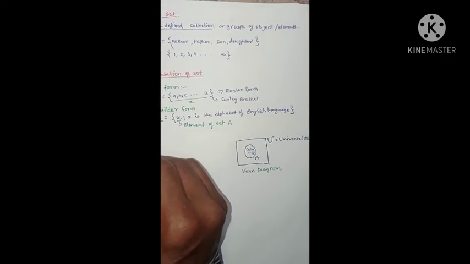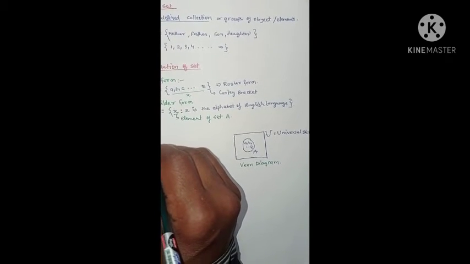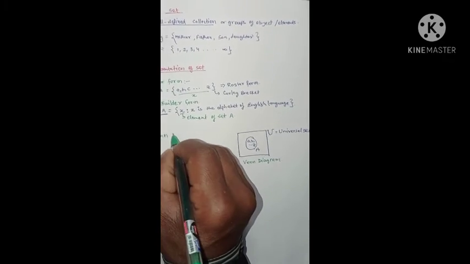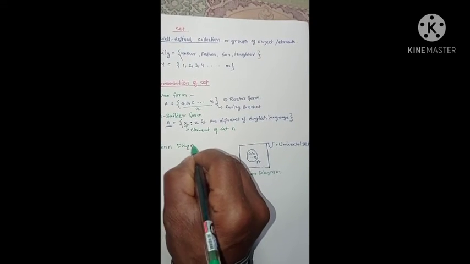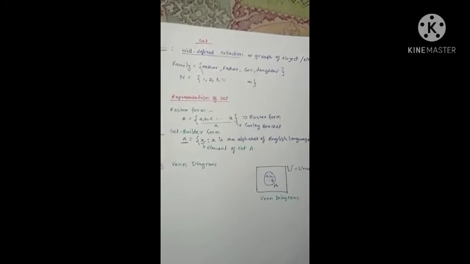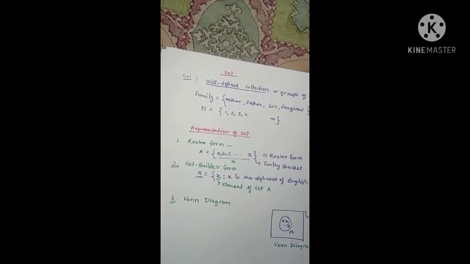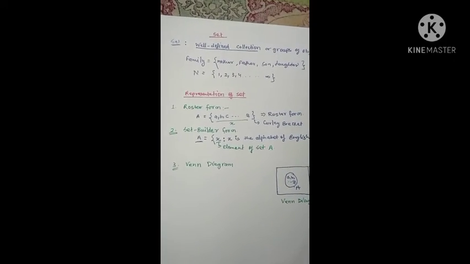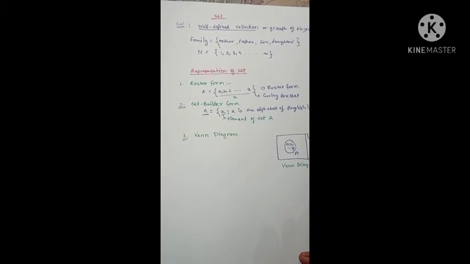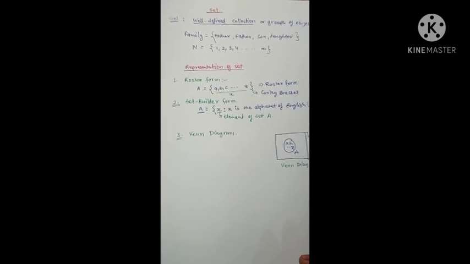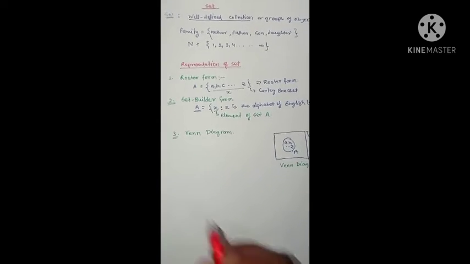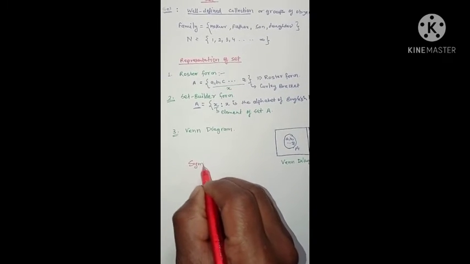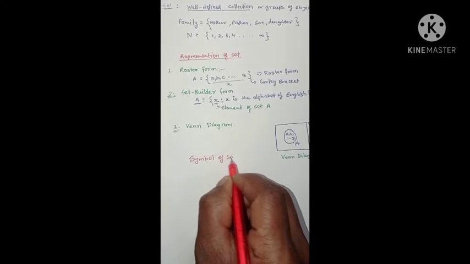So you can represent a set in three different forms. So before moving to types of set, we should know about the basic symbols of the set. There are many basic symbols. So let's start with the symbols of set.